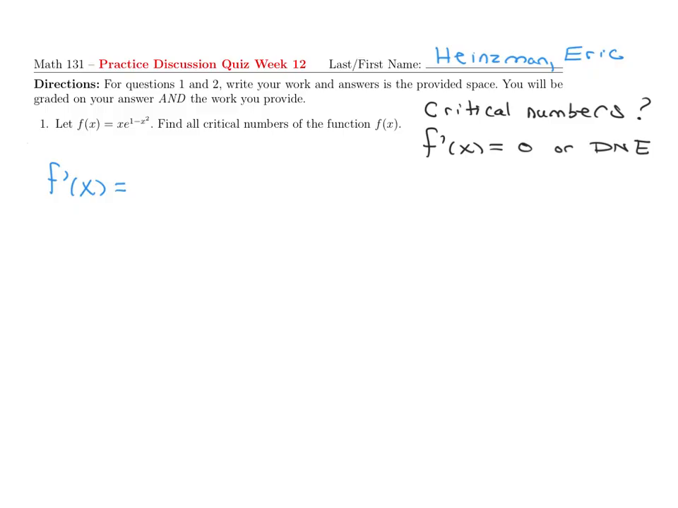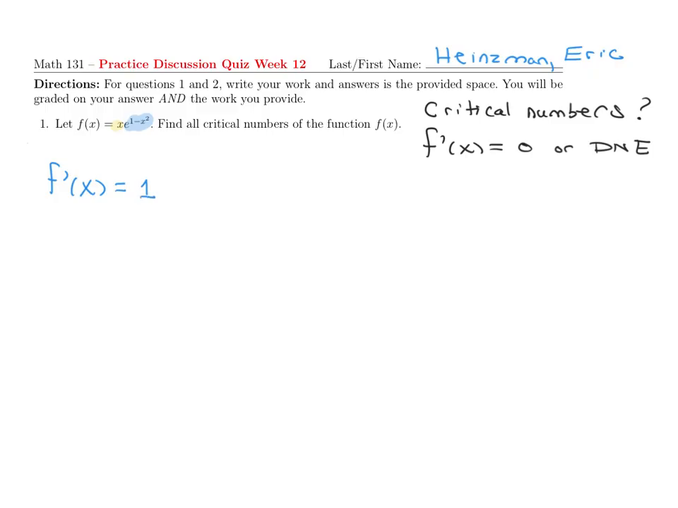I see we have a product of two functions. It's x being multiplied by e to the 1 minus x squared. Therefore, we have to use the product rule. But also, we have to use the chain rule because we have a composition of two functions. So the product rule says that you take the derivative of the first.